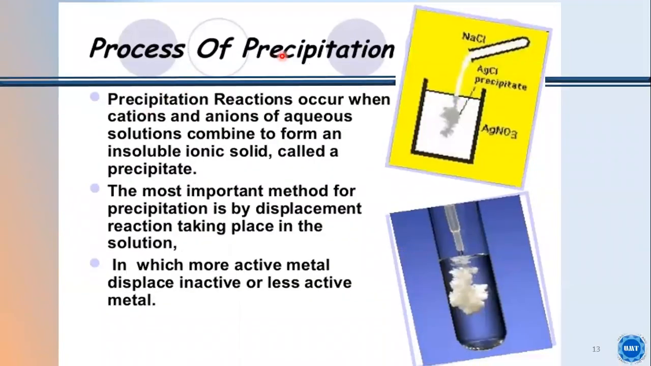What is the process of precipitation? Precipitation reactions occur when the cation and anion of an aqueous solution combine to form an insoluble ionic solid called a precipitate. The most important method for precipitation is the displacement method, taking place in a solution in which a more active metal displaces a less active metal.